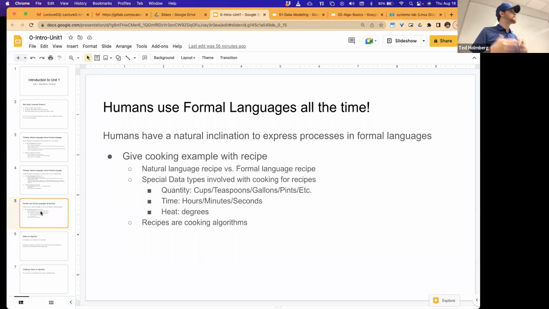Because when you read a recipe, you might say, oh yeah, that's written in English. But I'm going to argue it's not in English. It's in a formal language designed for conveying recipes, for conveying instructions for cooking, for designing cooking algorithms. So a natural language would potentially have ambiguity. It could be like, oh, these are the ingredients you need. You need some eggs, you need some sugar, you need some milk, you mix it together, right?